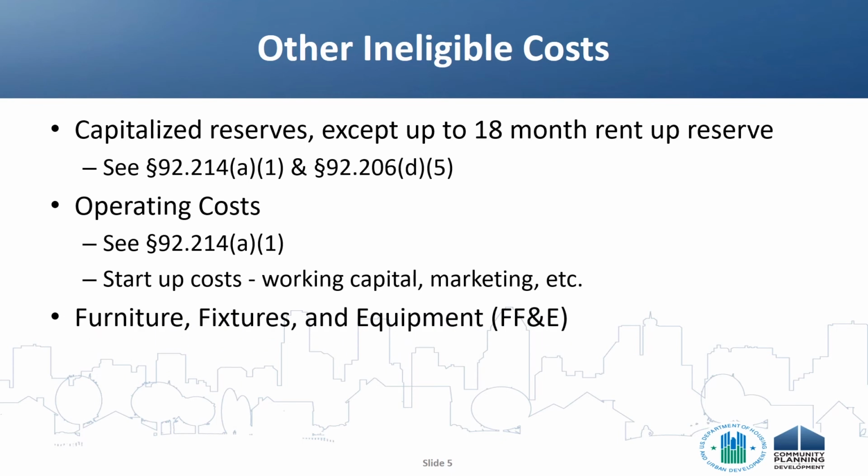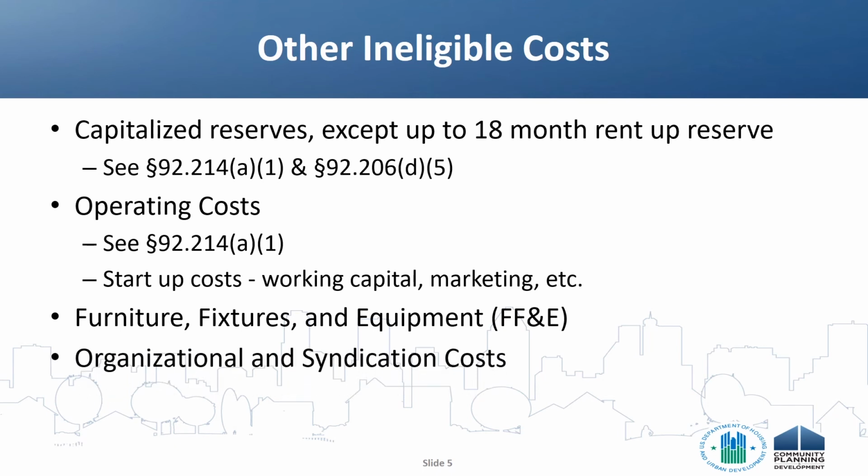Furniture, fixtures, and equipment, or FF&E, are also ineligible. This usually represents things like office equipment in the leasing office, exercise equipment in a fitness center, or computers in a computer lab. One way to think of this is that these are not costs of the real estate itself, but are personal property. particularly in projects with tax credits involved.